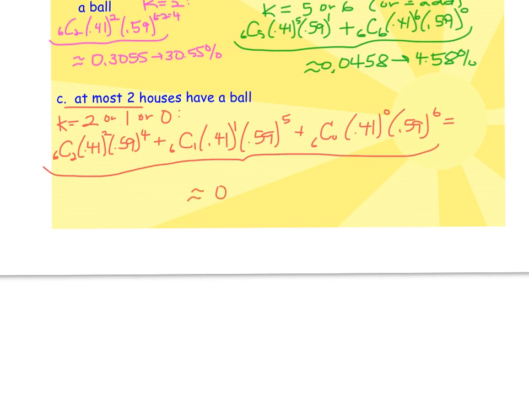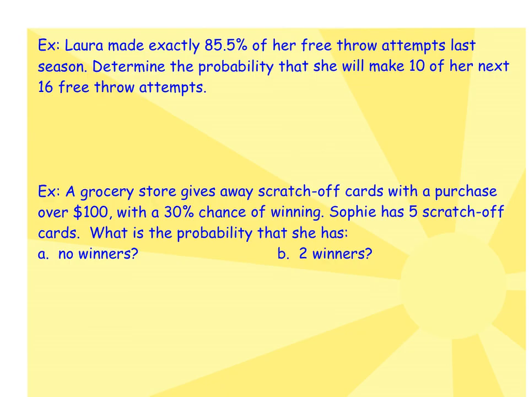When you're finished, you should have 0.5236, which actually means you'd have a 52.36% chance, which is much higher than A or B.